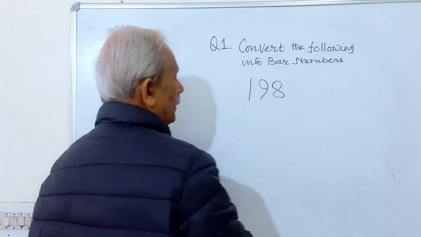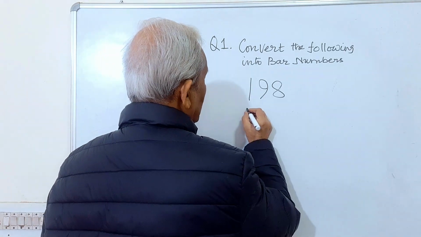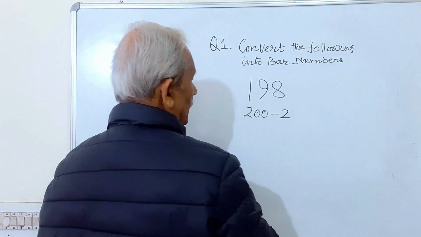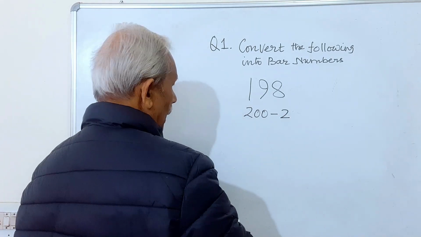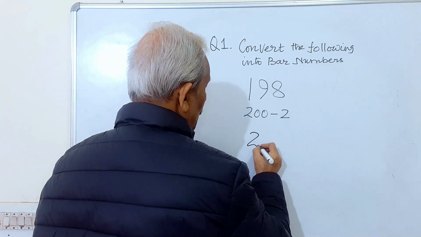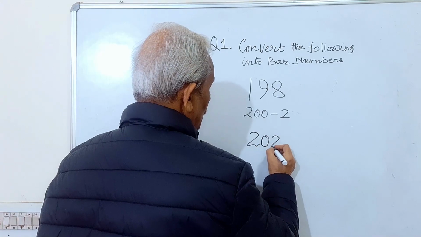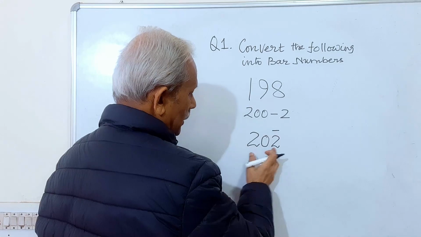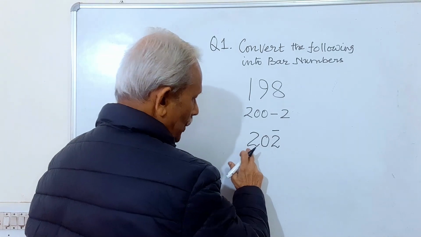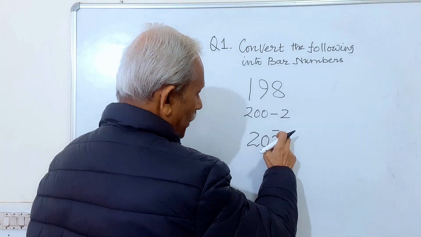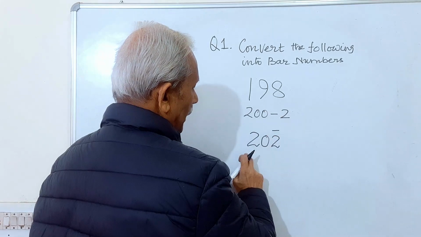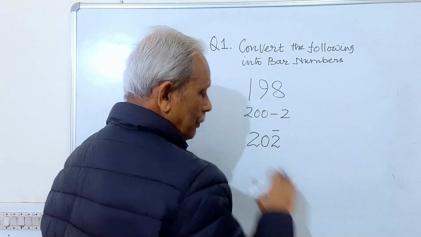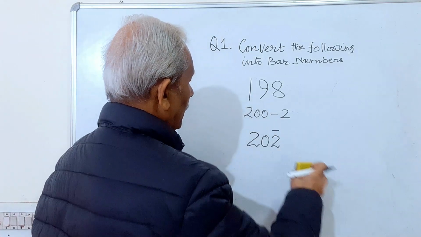Right? 198. Now 198 can be written as 200 minus 2. Now 200 minus 2, how will you write it? You write 202 bar. Here it means what? Now since this is in the third place, place value is 200. So 200 minus 2 is 198, right? So we have converted this into a bar number.